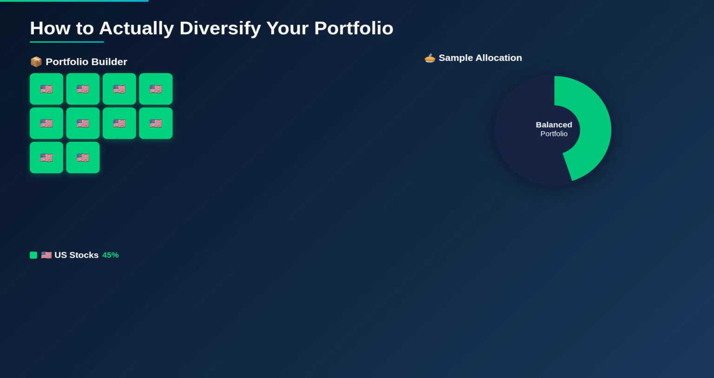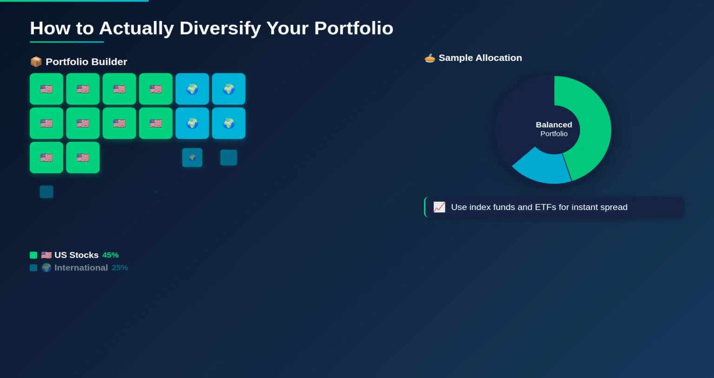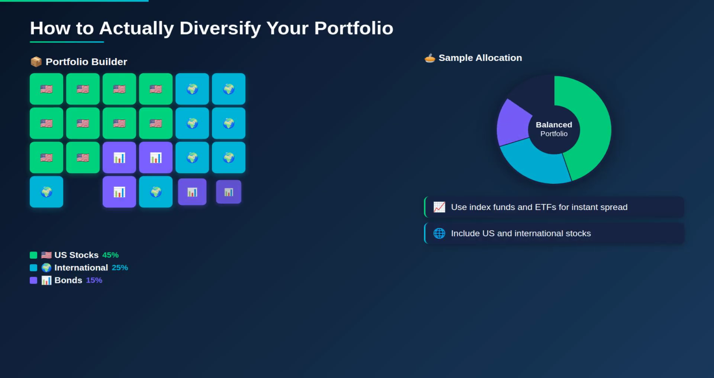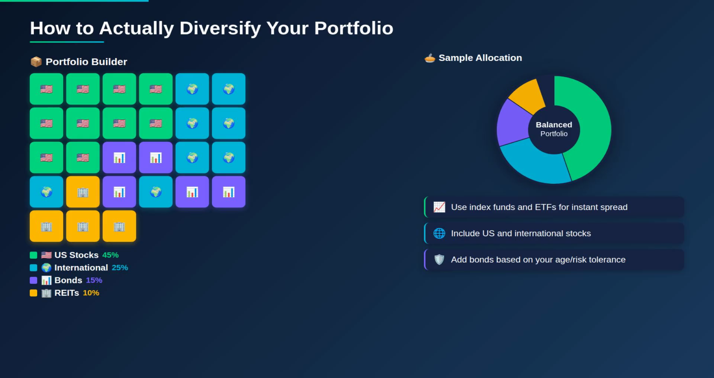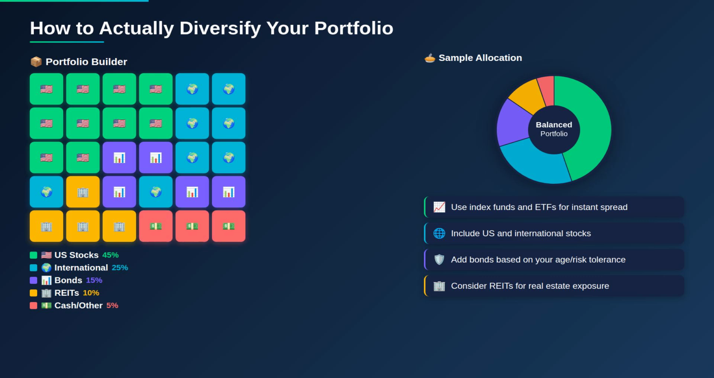The good news is that diversification has never been easier or cheaper than it is today. First, index funds and ETFs, exchange-traded funds, are your best friends. A single S&P 500 index fund gives you exposure to 500 of the largest U.S. companies instantly. A total market fund goes even further, covering thousands of U.S. stocks. Add an international index fund, and you've now got exposure to developed and emerging markets worldwide.